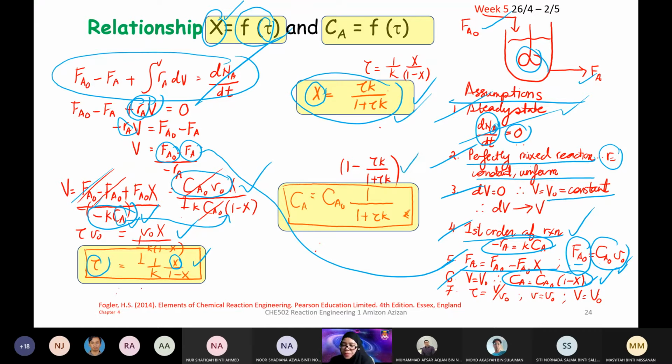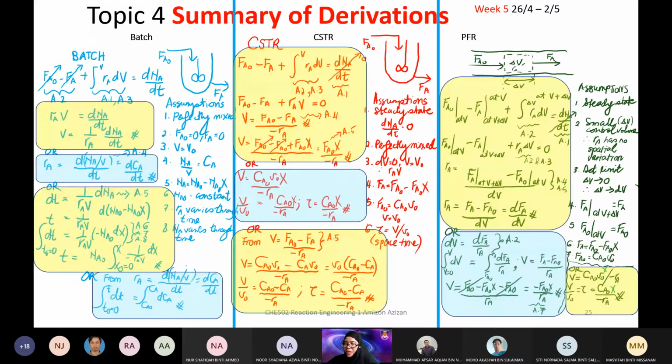Then you could also express from this equation in terms of what is the concentration of A, knowing the tau. So this is what it means. All right? So the summary of the topic 4 is shown.